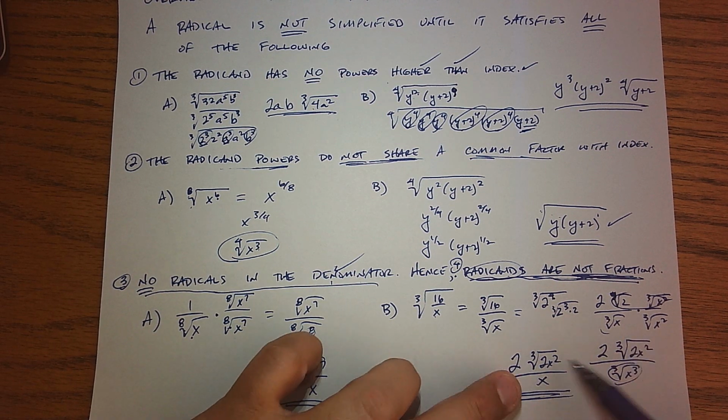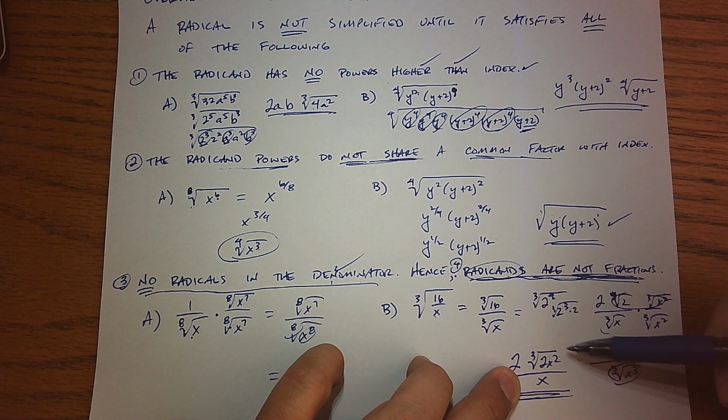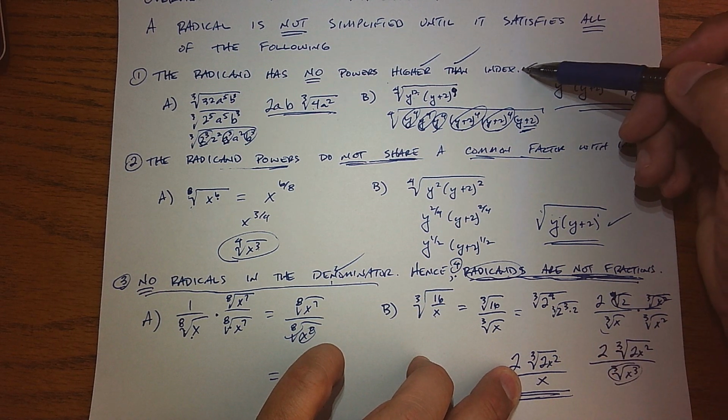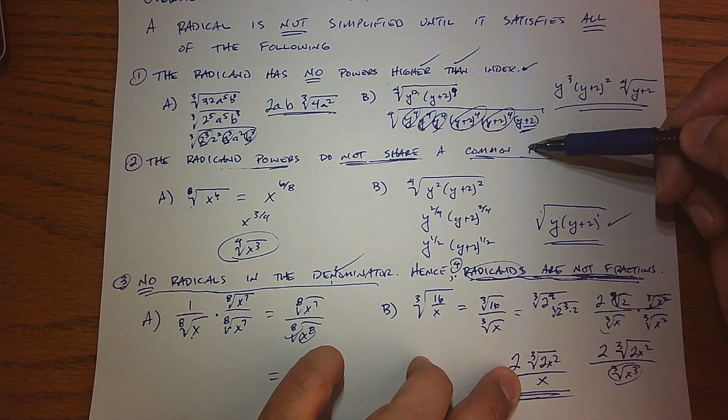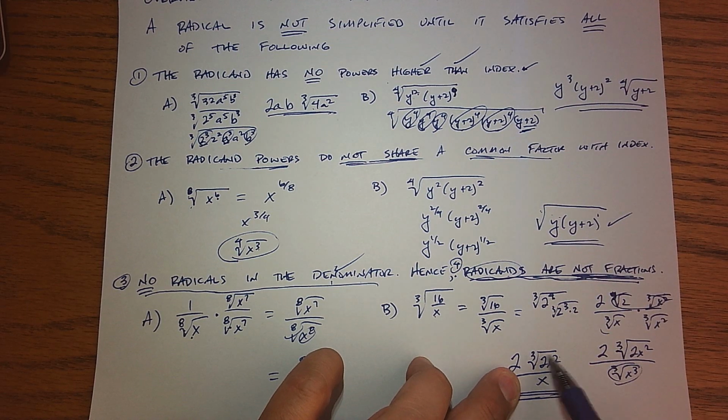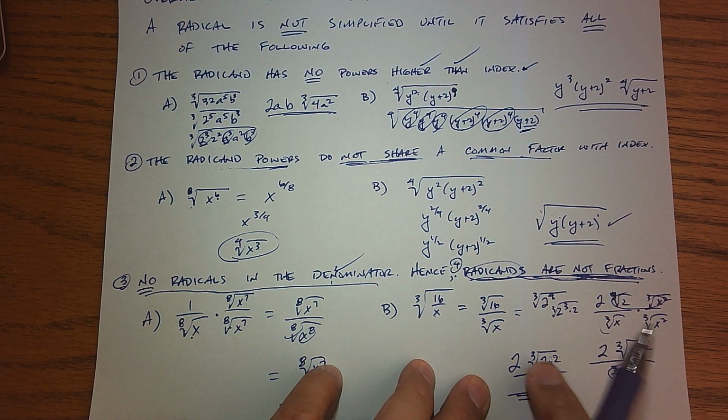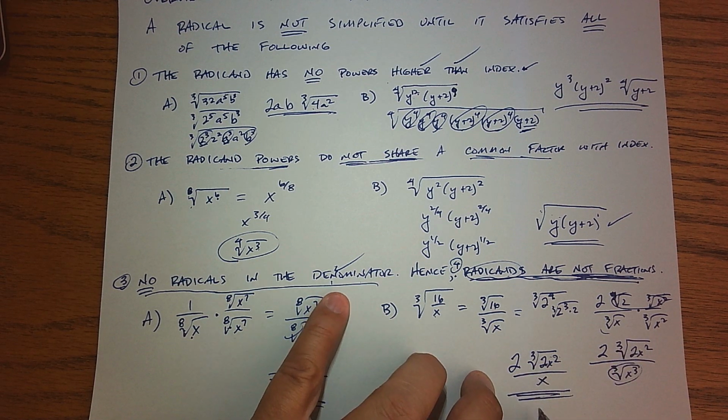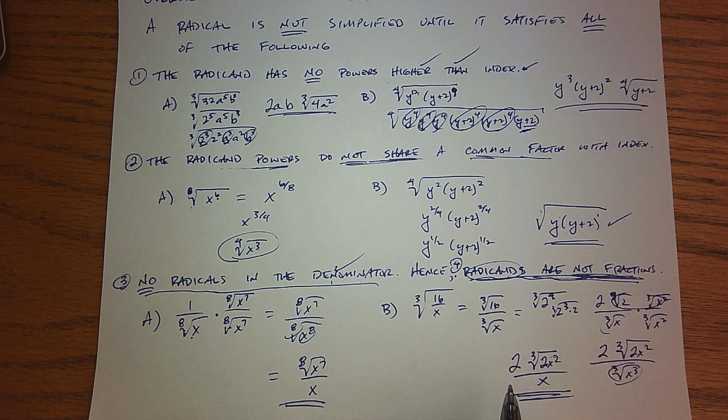This radical that remains satisfies everything, right? The powers are less, they're not higher than the index. They don't share a common factor. The radicand is not a fraction, right? The answer is a fraction, but I'm saying the radicand can't be a fraction. And then there's no radicals in the denominator. So nice and simplified. So those are our big 4 rules.